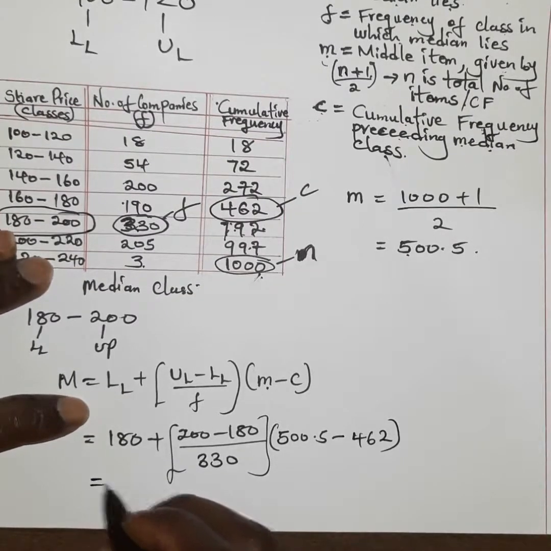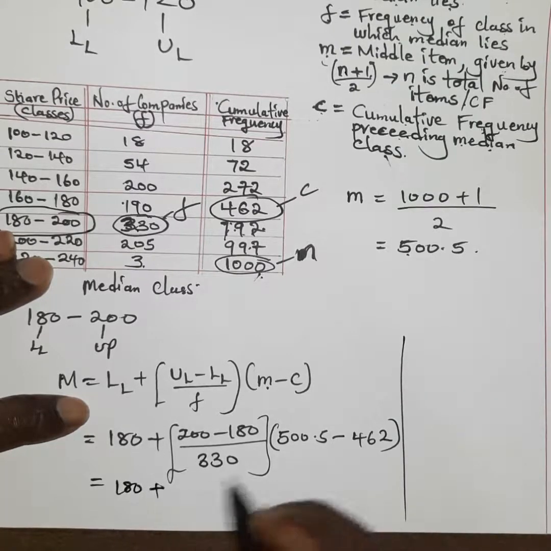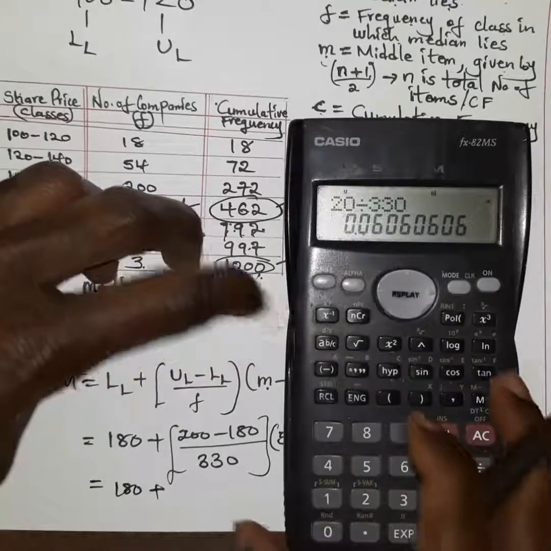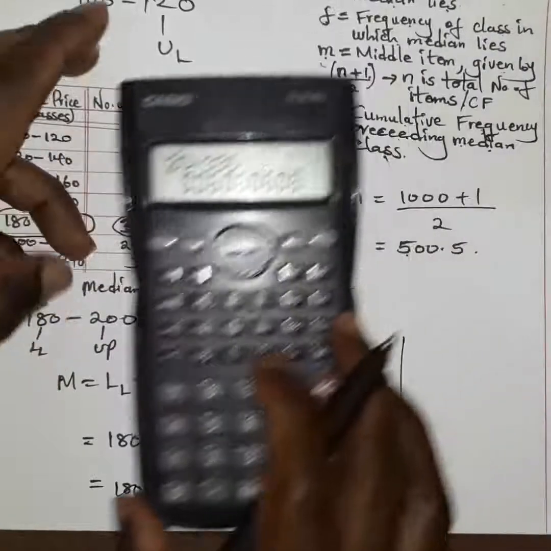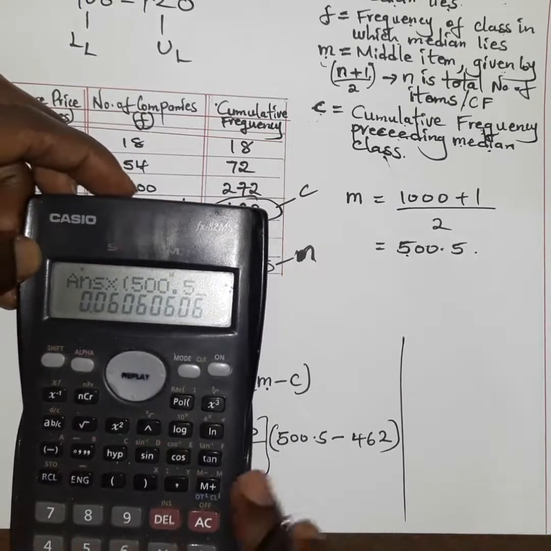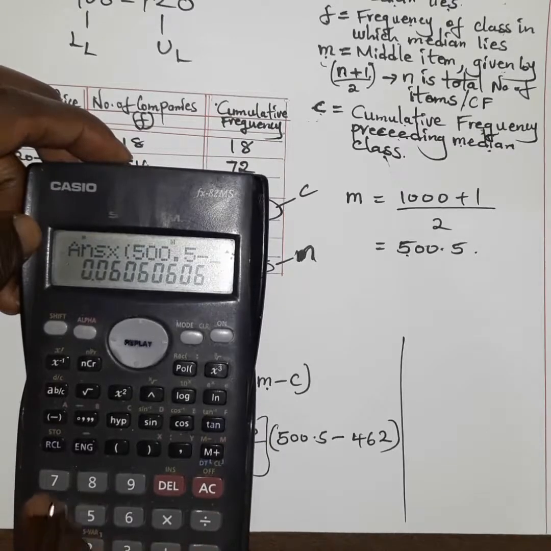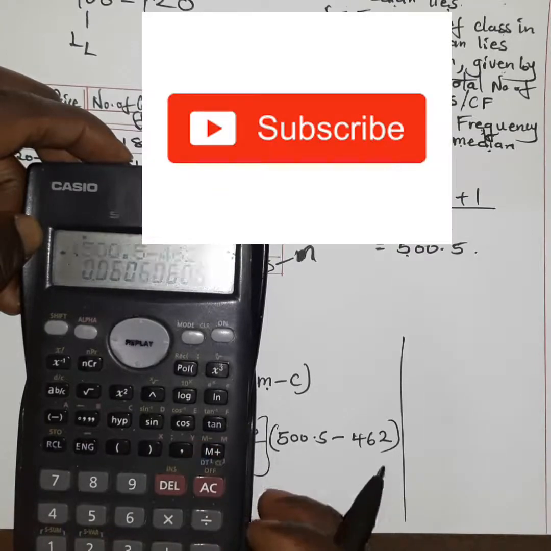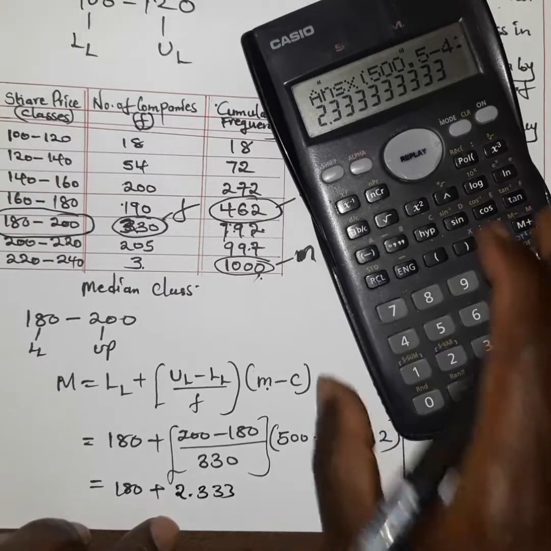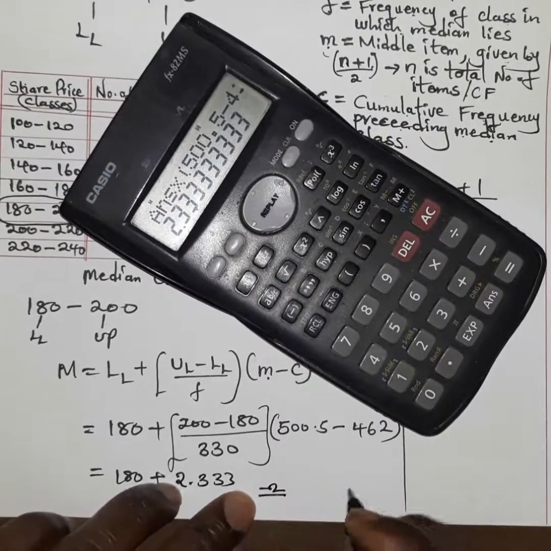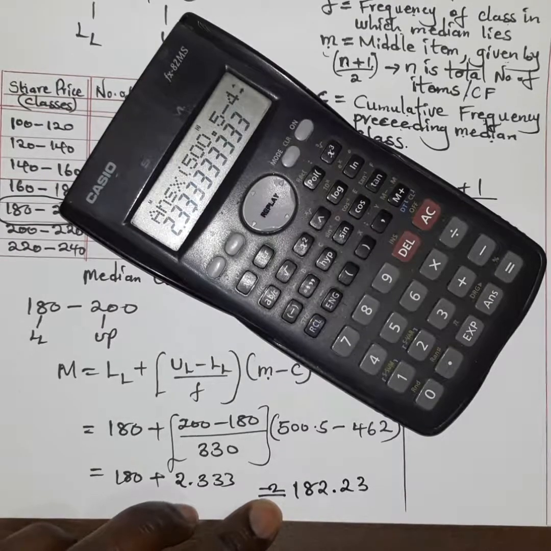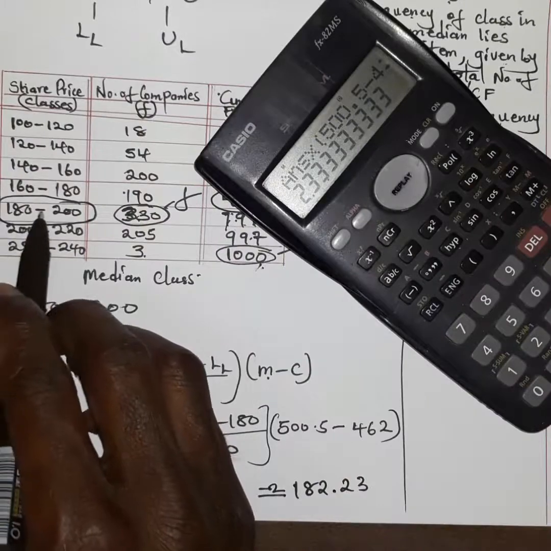This is supposed to be 180 plus 20 divided by 330, which is approximately 0.06, times 500.5 minus 462. We should get a value of 2.333. So our answer is approximately 182.233, rounded off to the nearest. So this is our median, and it lies within this class here.